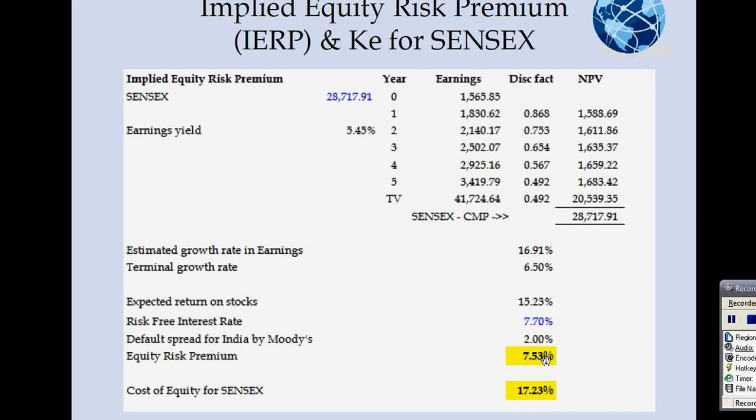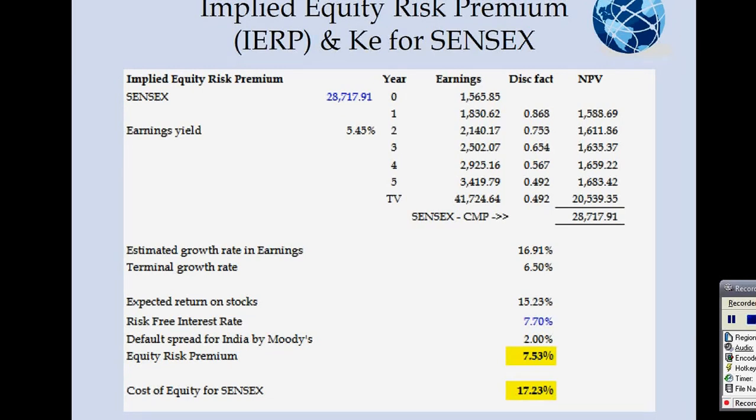This would be the minimum expectation, and to be more conservative, we add the default spread of Moody's for India, which is 2%. So the cost of equity that we safely estimate is 7.7% plus 7.53% plus 2% default spread given by Moody's, which works out to somewhere around 17.23%. We safely assume that this is the cost of equity for SENSEX.